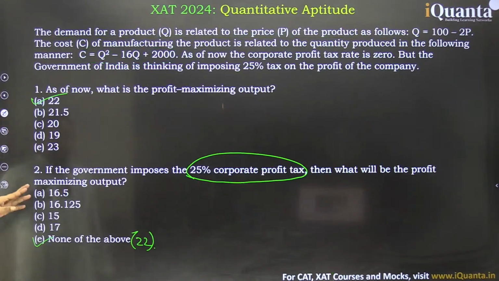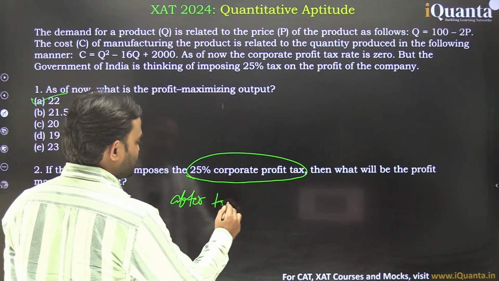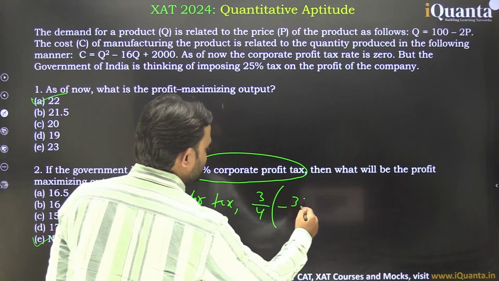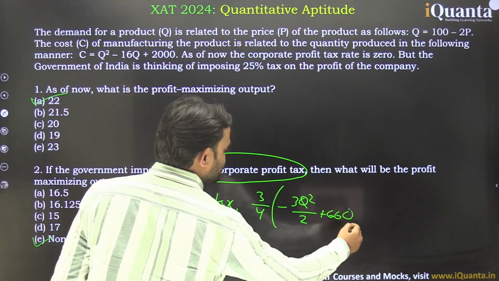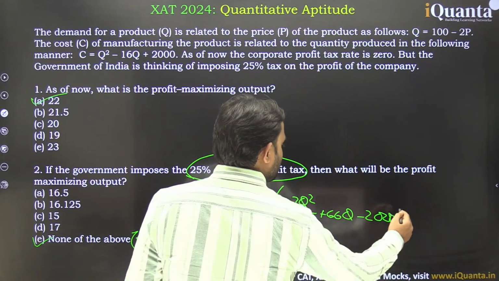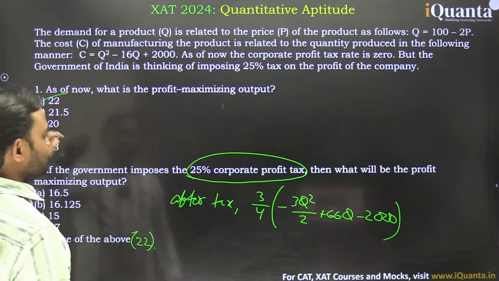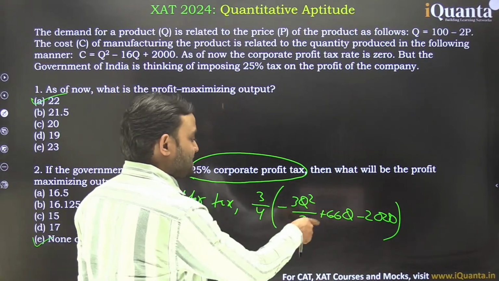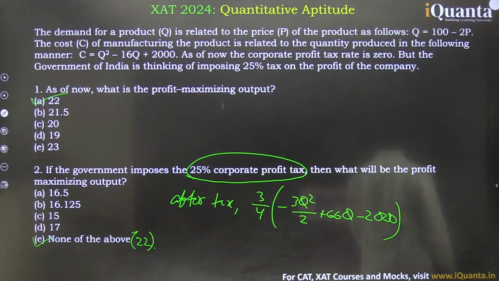So second question, it says after tax it will remain 3 by 4 times minus 3q square by 2 plus 66q minus 2000. This will remain the profit after imposing the tax, but it doesn't matter, because the coefficient will still be the same. So you will get the same answer, which is 22. Then there is nothing to confuse here.